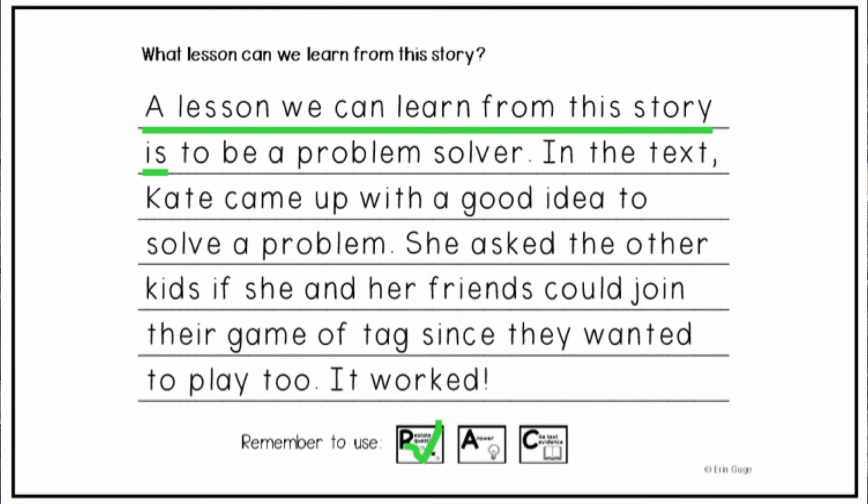Is there a correct answer? Let's see, it says, a lesson we can learn from this story is to be a problem solver. Yes, to be a problem solver. So that is underlined in pink, like the poster. And we check off on the bottom that we have the answer. And now we also have the C poster for cite text evidence. Remember what that means? We have to tell something from the text, from the story, to prove that our answer is right. You have to prove it.